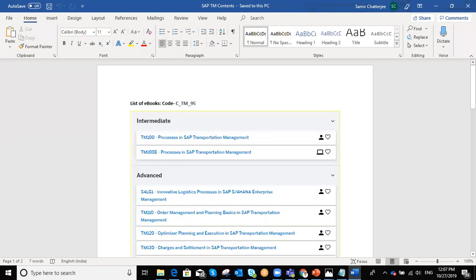And you can see the TM100E also. It is very much useful in the learning hub. It is very important. But you cannot download it. This is a problem here. It is not allowing us to download. We have tried a lot, but it is not allowing.